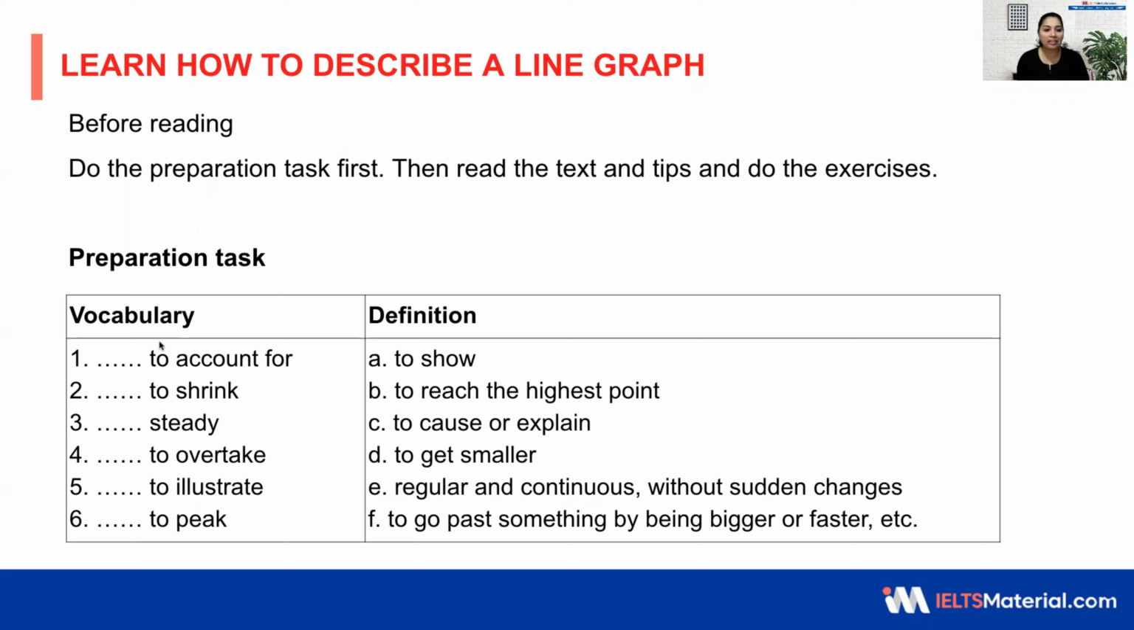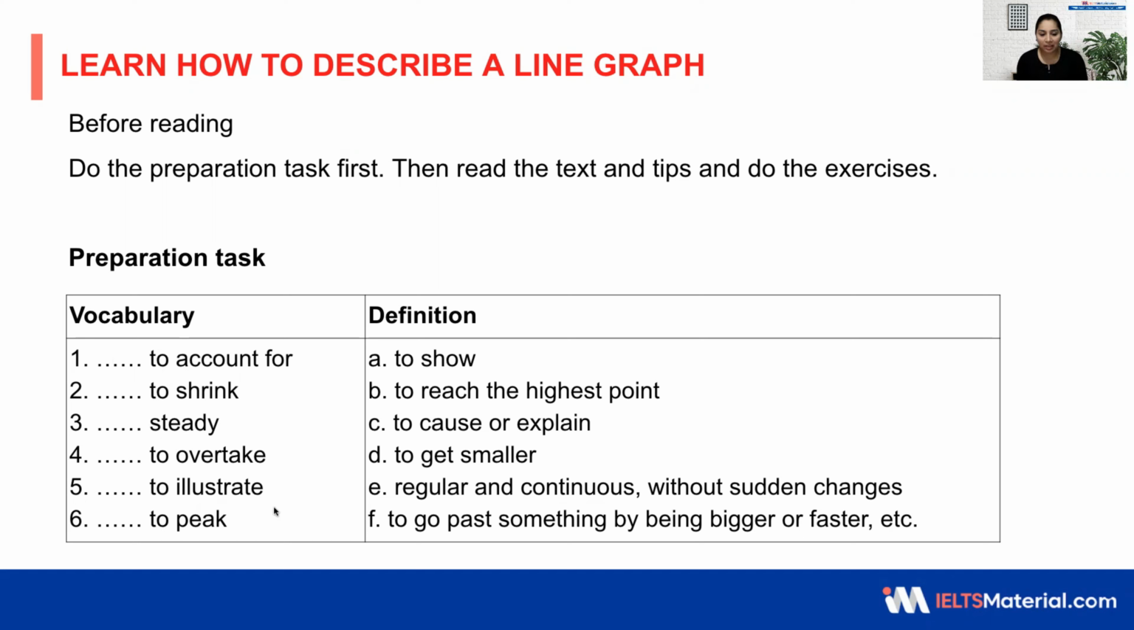Now here we are. This is a small exercise, or we can call it a preparation task. Number one, to account for. You need to give me the answer in the comment section. What does the vocabulary to account for mean? The second one is to shrink. The third one is steady. Fourth is to overtake. Fifth, to illustrate.